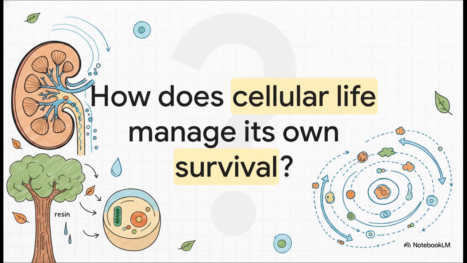Which leaves us with this final thought to ponder. How does cellular life manage its own survival through such brilliant biological engineering? Whether it's a million microscopic high-pressure water treatment plants inside your kidneys, or a tree creatively turning its own metabolic waste into tree resin and falling leaves, the resilience of living organisms is truly something to marvel at. Life doesn't just passively exist in its environment, it masterfully manages its own internal chaos to thrive.